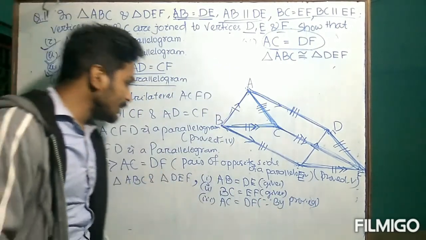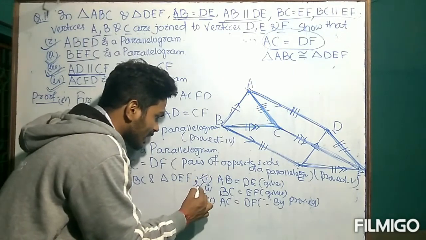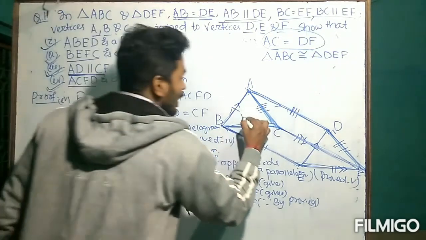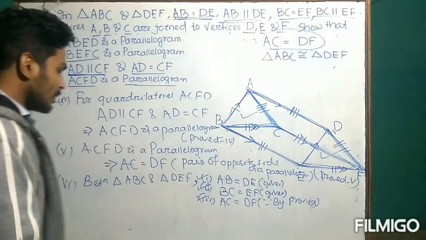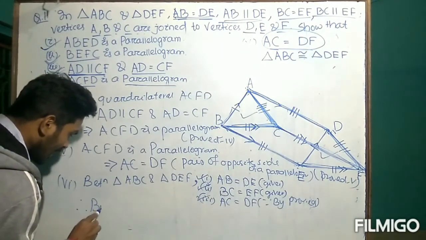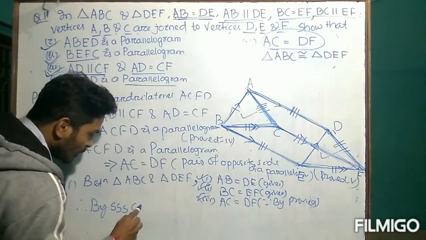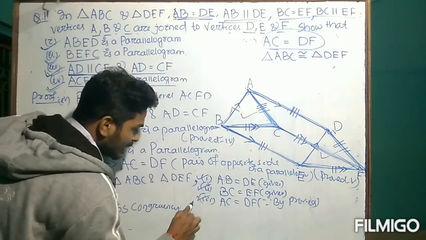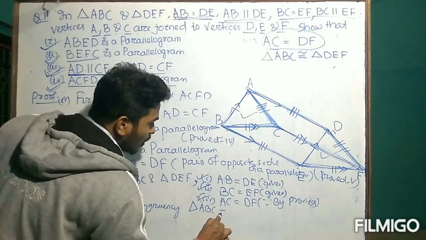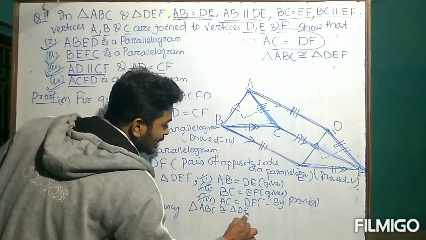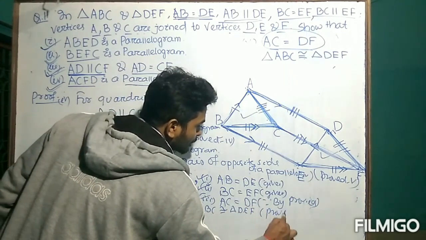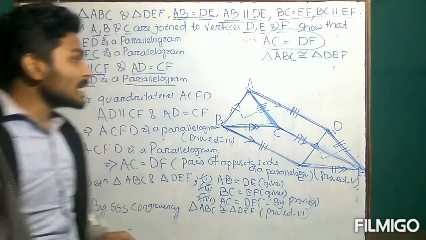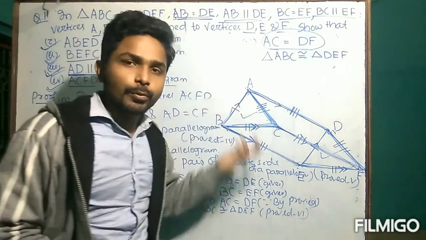So now we got three conditions. This stands for side, this stands for side, this stands for side. So by SSS congruency, this triangle is congruent to this triangle. Okay. So hence, by SSS congruency, triangle ABC is congruent to the triangle DEF. This is the proof of the sixth statement. And now we have proved every statement that needed to be proved. Okay.